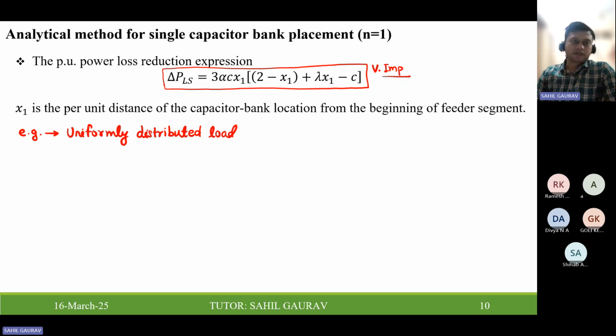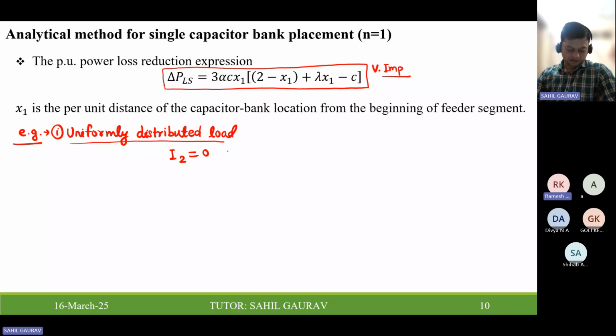So for the uniformly distributed load, the first thing given is that I2 is equal to 0, so lambda equals 0, and we know that lambda equals I2 upon I1. So this lambda will become 0.